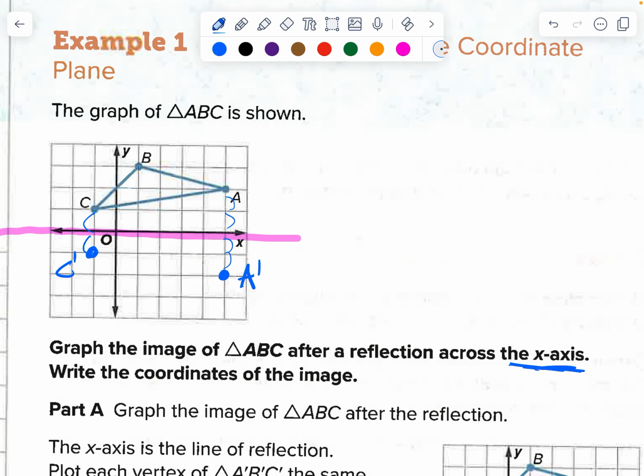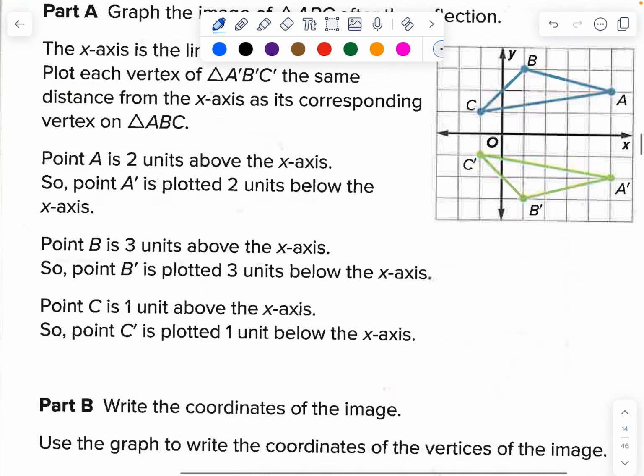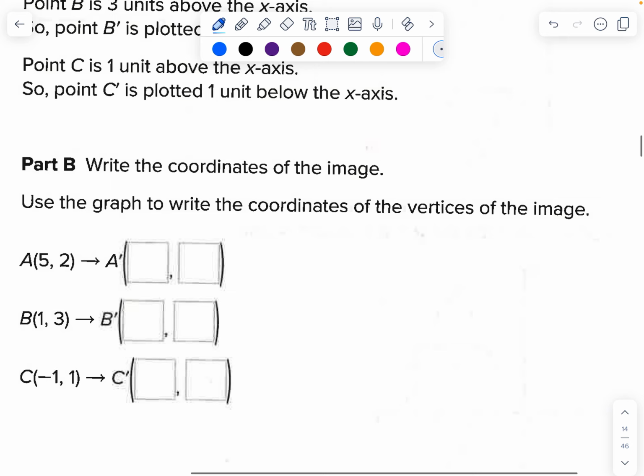Again, you do not need those little things I'm making. B is 1, 2, 3 away. So 1, 2, 3 away. And we have B prime. So then I connect the dots. And now I have triangle A prime, B prime, C prime. Okay. So now what it wants us to do is write down what the coordinates were.